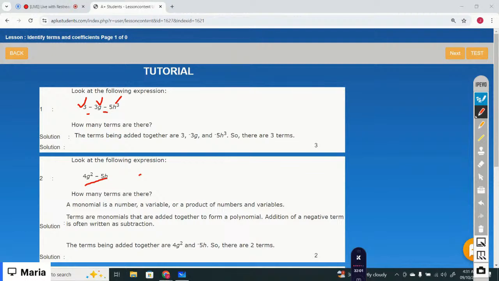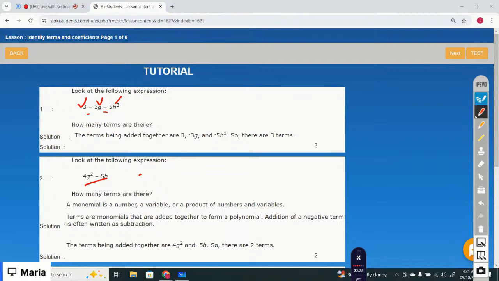The correct option is 2, right? There are two terms. A monomial is a number, a variable, or a product of numbers and variables. So a number can be a monomial, and a variable and the product of a number and variable are both monomials. Terms are monomials that are added together to form a polynomial. Addition of negative terms is often written as subtraction.